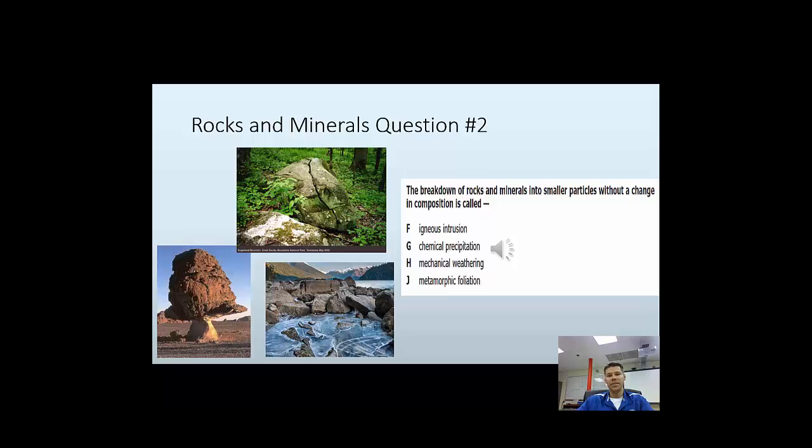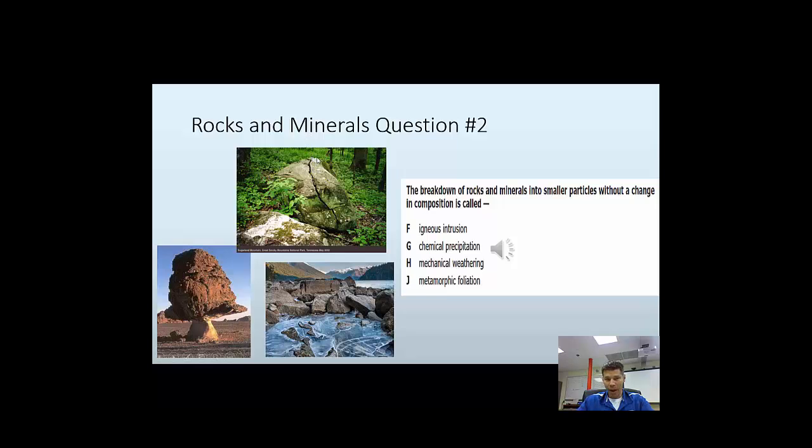So this question is asking you to decide which one is breaking a rock down into smaller particles without actually changing the chemical composition of the rock. So our answer here is mechanical weathering. And these pictures show you a few examples. This right here is called frost wedging.